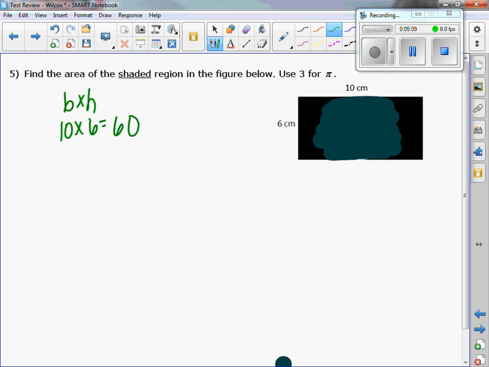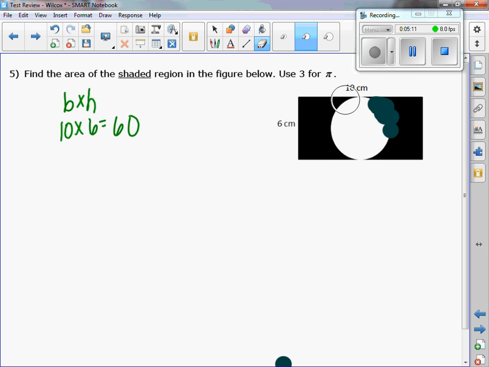But again, we know that that whole piece was not shaded. There was a whole circle that was not shaded. So I need to subtract the area of that circle because I don't want its area included because it's not shaded. Now, you're probably thinking, they didn't give me any information for the circle. Well, that's not true.